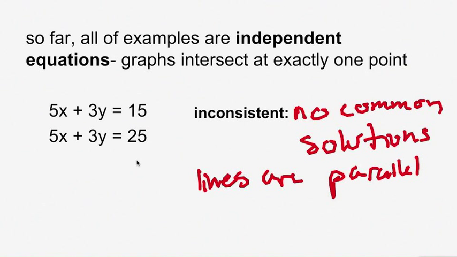And this only occurs when the lines are parallel, which you would see if you changed these two equations into slope-intercept form. They would have the same slope. And so these lines never intersect, so there are no solutions.